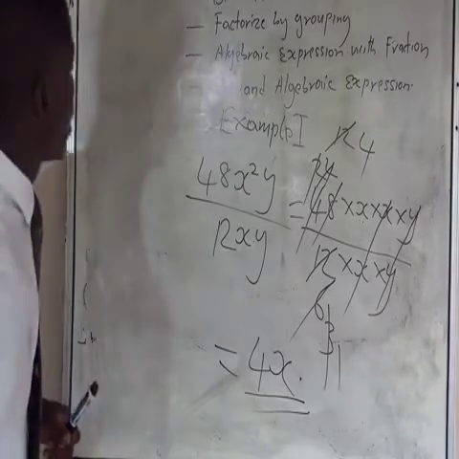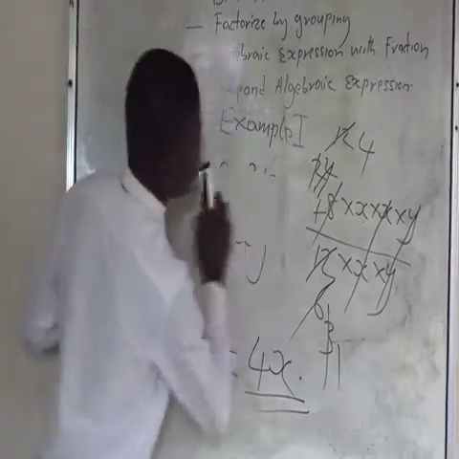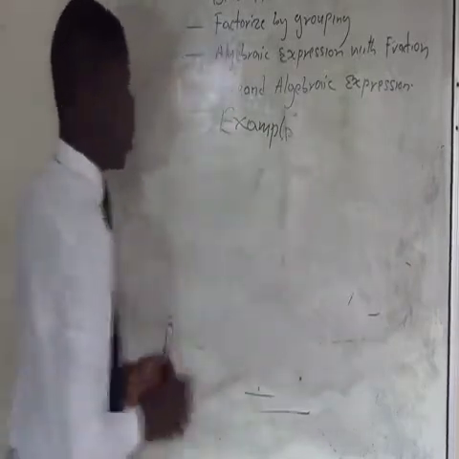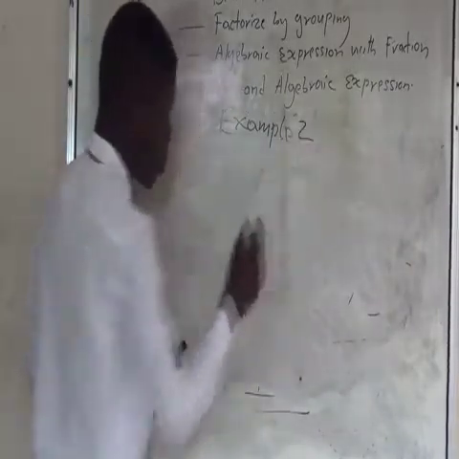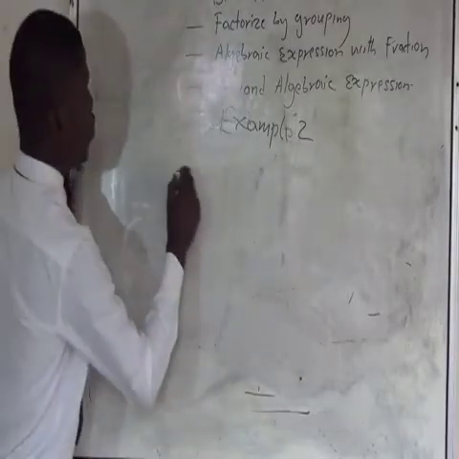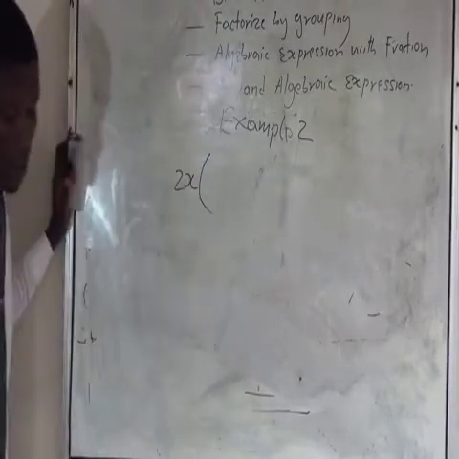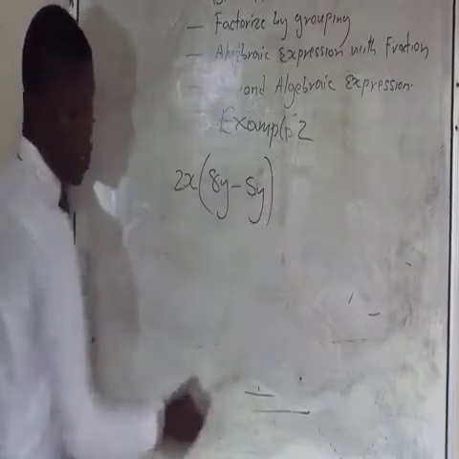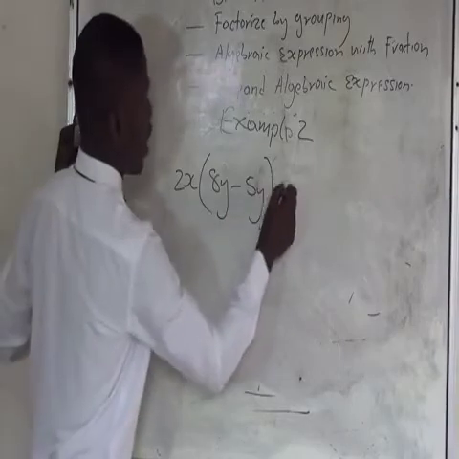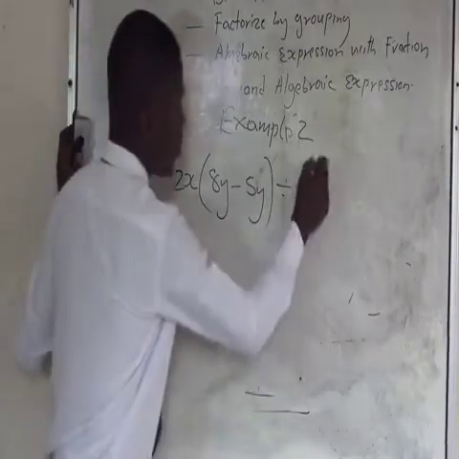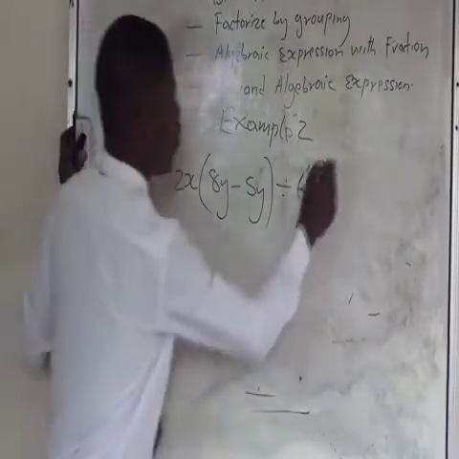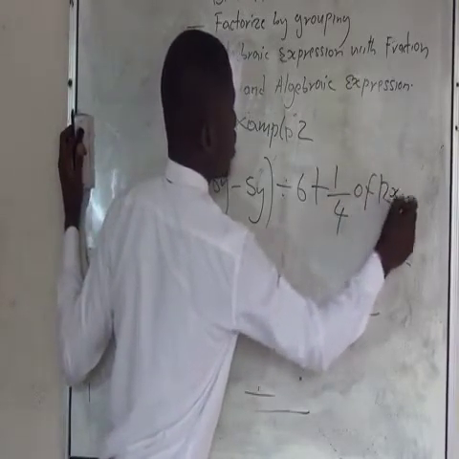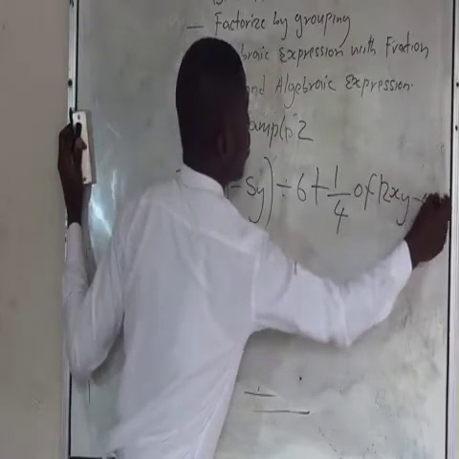Let's go to example 2. Example 2 has 2x bracket 8y minus 5y, close the bracket, divided by 6, plus 1 over 4 of 12xy minus 4xy.